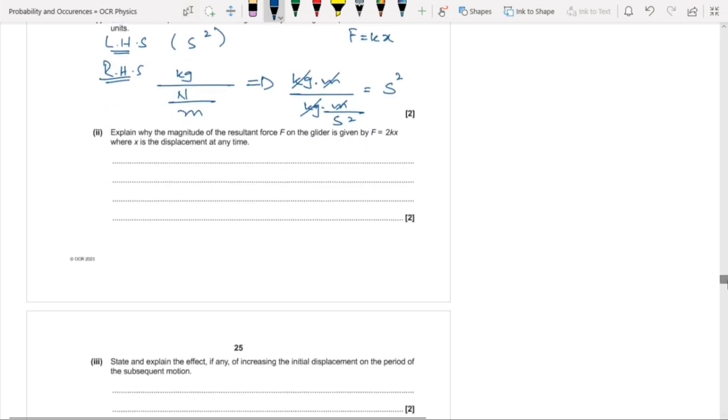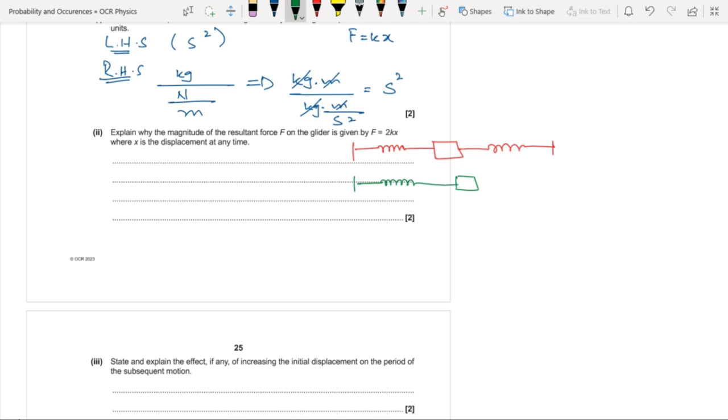Moving on, explain why the magnitude of the resultant force F on the glider is given by F equals 2kx. All right, so in our case of an air track, this mass is connected to 2 springs on either side. And when a small displacement is made, for example, this mass is moved to this side, the spring on the left hand side would be stretched or extended. Or in other words, we can say that the spring is extended by some displacement x.